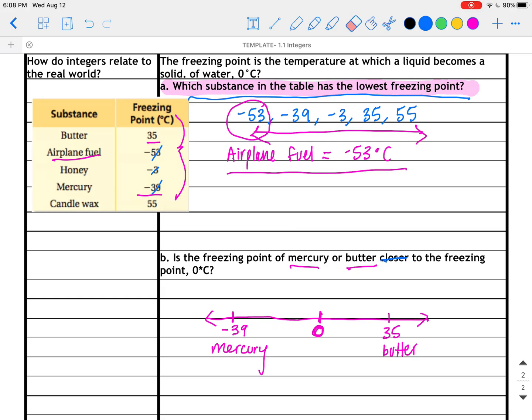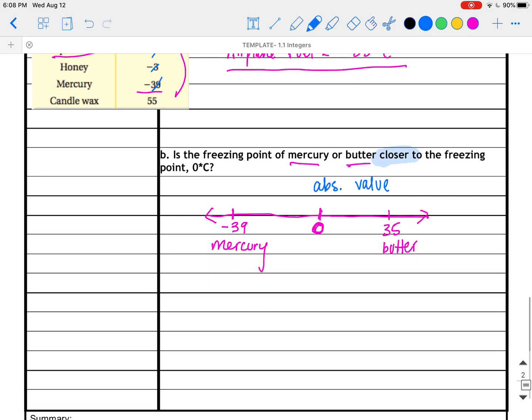Now, I want you to think to yourself, in this case, what are we talking about? It's asking us which one is closer to the freezing point, 0. So it's basically asking about the distance, right? It's asking about the absolute value. So let's compare the absolute value of both of these numbers.